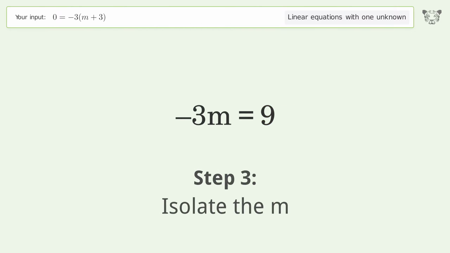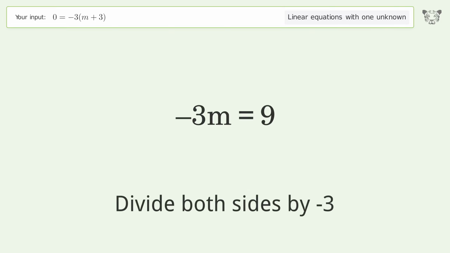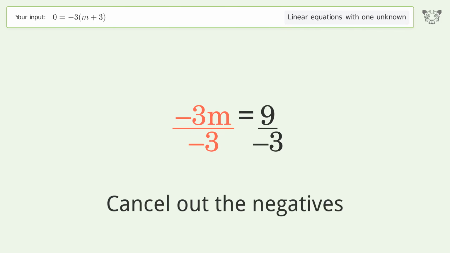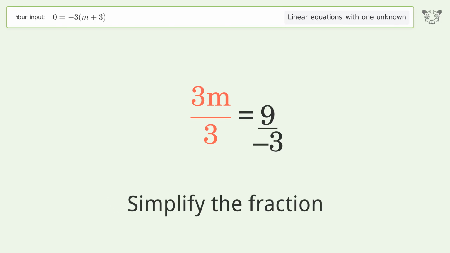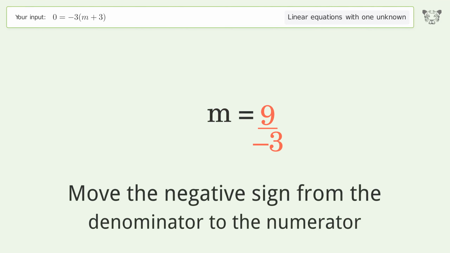Isolate the m. Divide both sides by -3. Cancel out the negatives. Simplify the fraction. Move the negative sign from the denominator to the numerator.